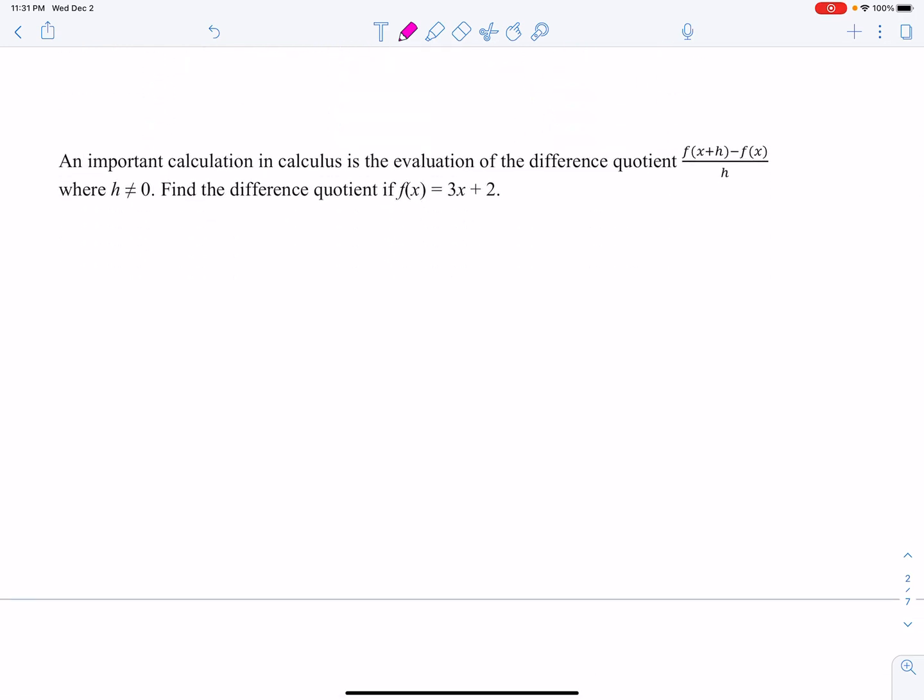All right, an important calculation in calculus is the evaluation of the difference quotient. So that's what we're just working with. This is the difference quotient. So what we're practicing here is function notation. F of x plus h means in your function, wherever you see an x, replace it with x plus h with parentheses appropriately. Okay? So that's what we're going to do here. So this is the function we're working with, and we're going to plug it in and simplify it with the difference quotient.